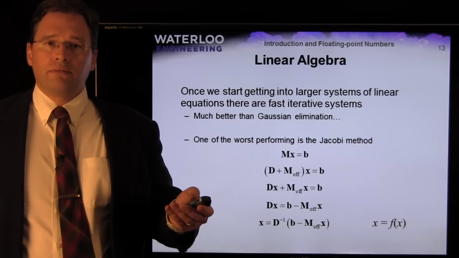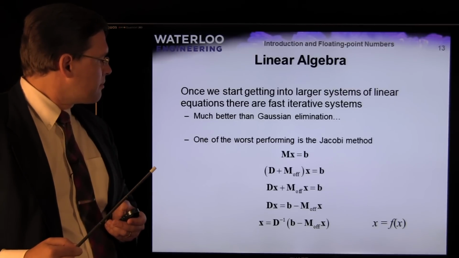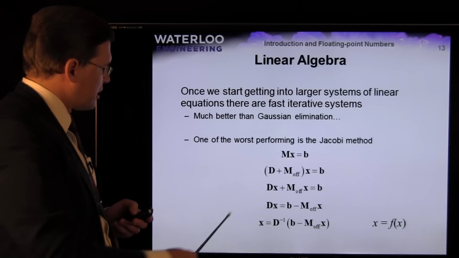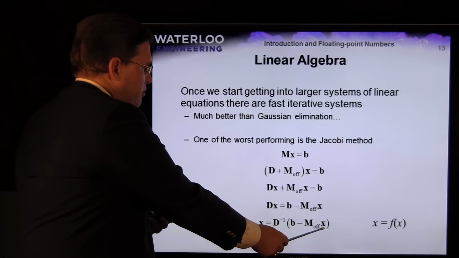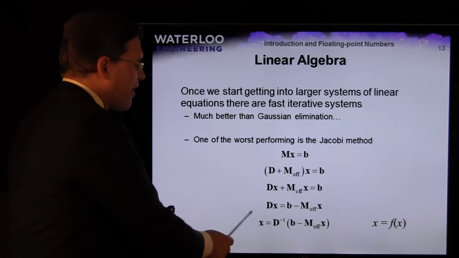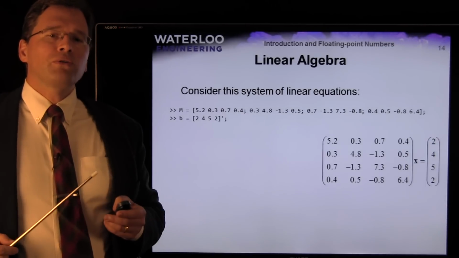It looks like the fixed point theorem, x is equal to f of x. What did we do there? Well, we just started off with an initial vector x, applied this expression to x, and that was our next approximation. And we kept on doing that. We're going to do that right now.